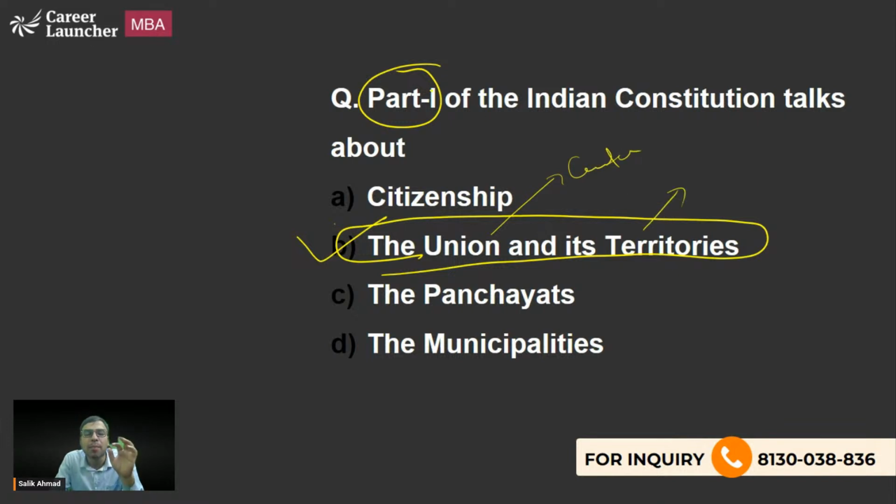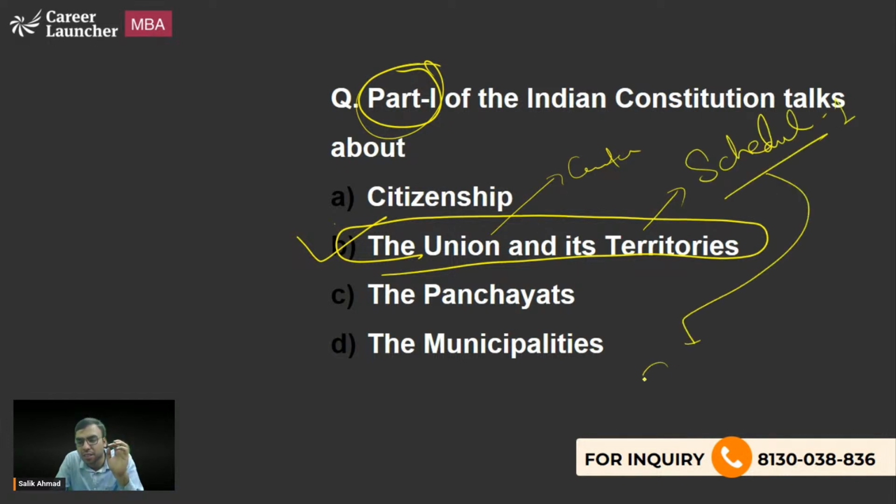When you read part 1 along with schedule 1 of the Indian Constitution, you get to know how many states and how many union territories there are. Please tell me, this is a very famous question. Currently, how many states and how many union territories does India have? Can anyone tell me? As of today, how many states and how many union territories does India have?